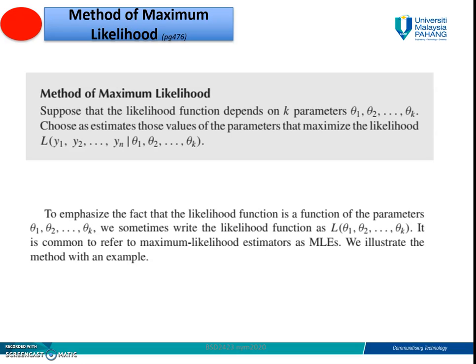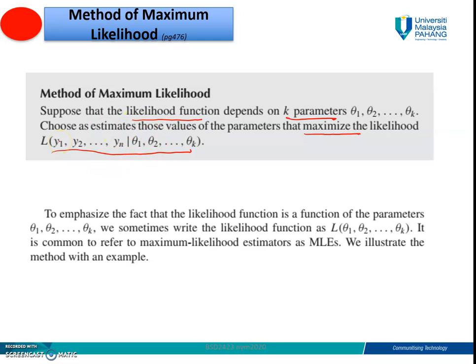So if you look at the method of maximum likelihood, suppose that the likelihood function depends on k parameters, theta 1, theta 2, until theta k. Choose as estimates those values of the parameters that maximize the likelihood. So this is the likelihood function. Choose the values that maximize this likelihood function.